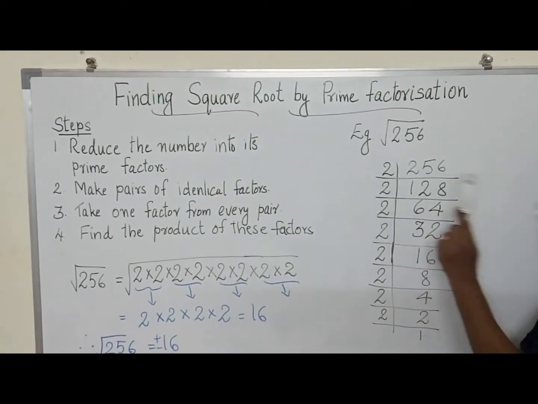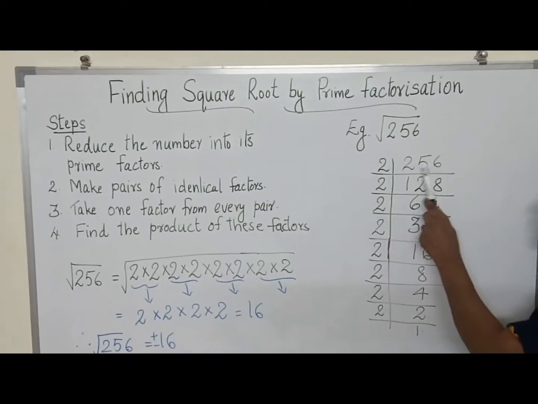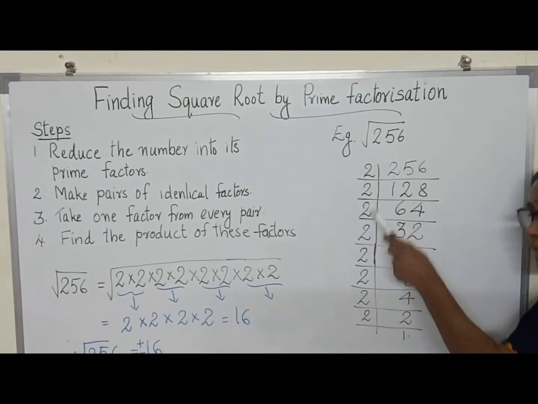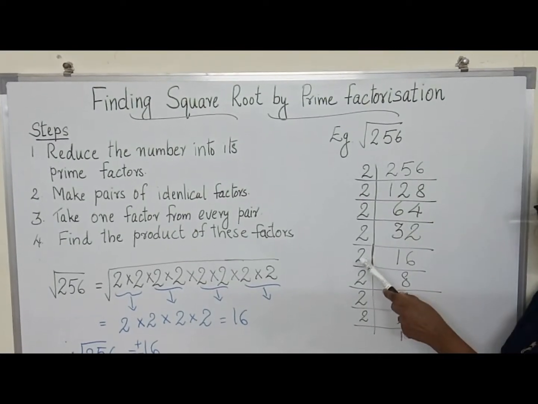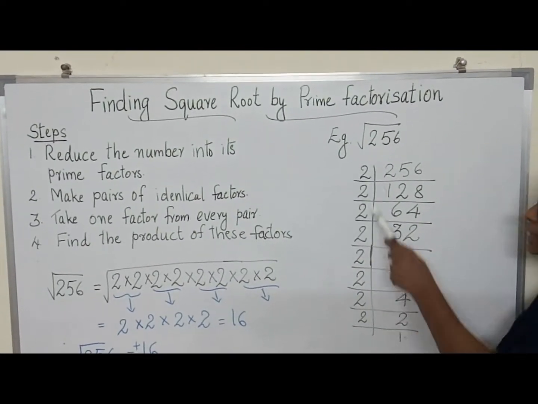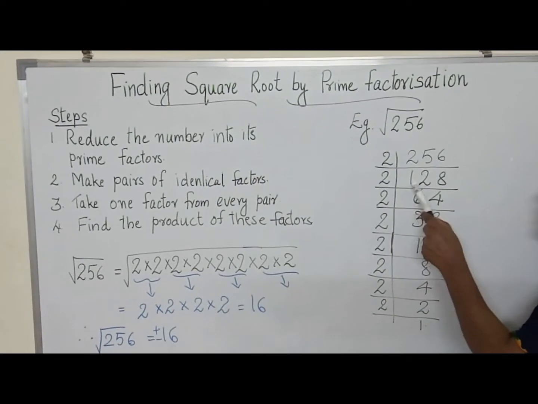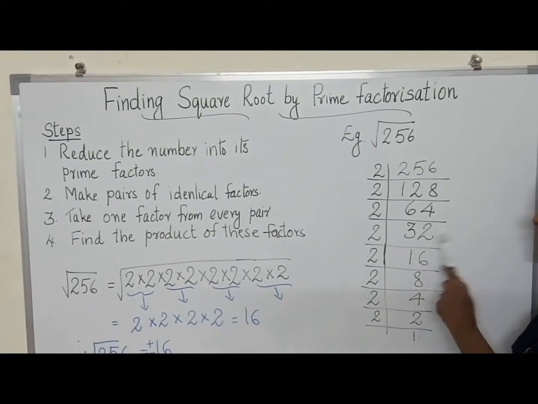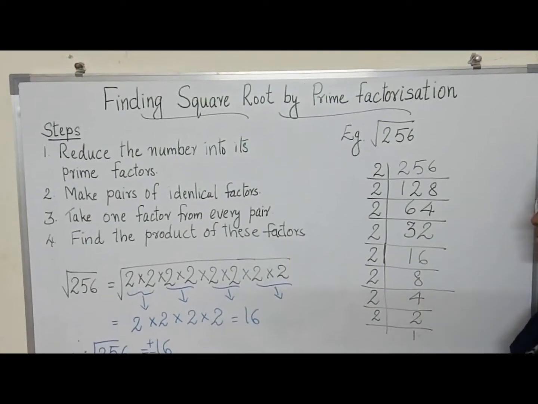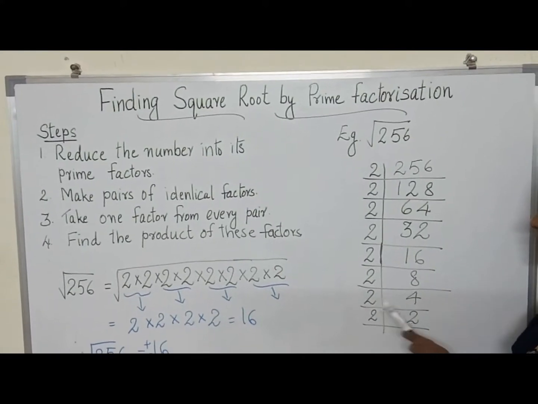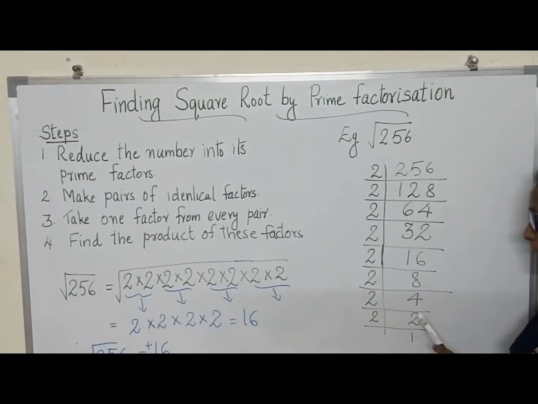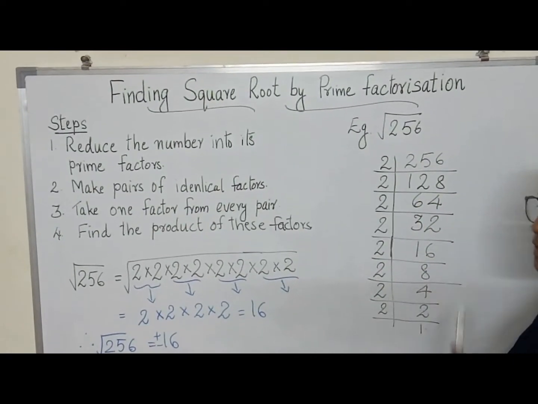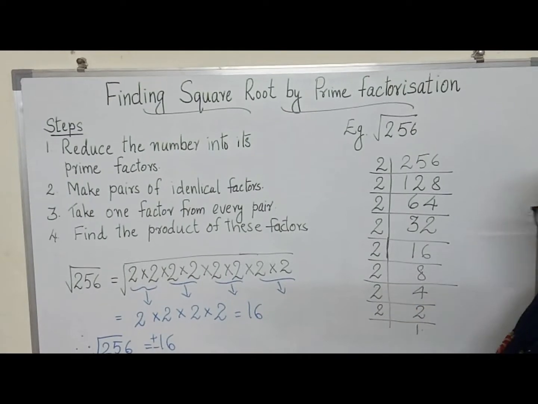Here the first prime number is 2. When you divide 256 by 2, we get 128. Continue dividing by the same prime factor till you cannot divide. Here all are divisible by 2. So 128 divided by 2 is 64, 64 divided by 2 is 32, 32 divided by 2 is 16, 16 divided by 2 is 8, 8 divided by 2 is 4, 4 divided by 2 is 2, and 2 divided by 2 is 1. All these factors are prime numbers.